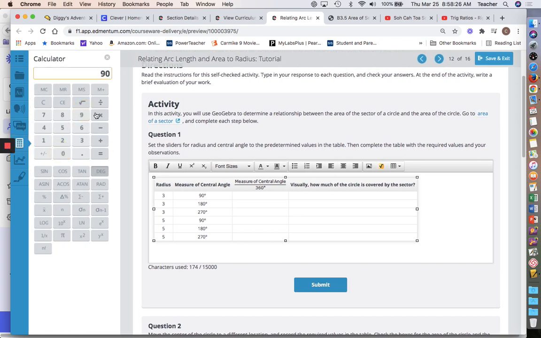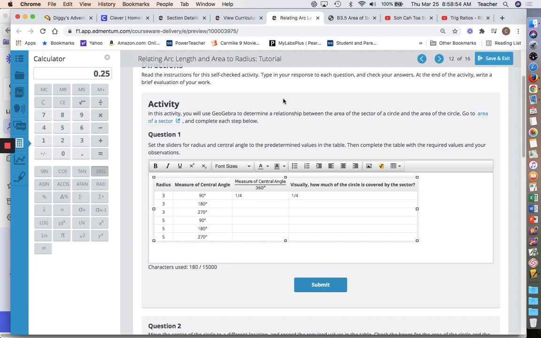And I'll tell you right now, I already told you it's 1/4 of the circle. So 90 divided by 360, 0.25. I'm going to put that as 1/4, y'all, because it's really 1/4 of the circle. ACT doesn't do decimals. All right, so visually how much of this circle is covered by this? Well, 1/4. Dang, I just said it.